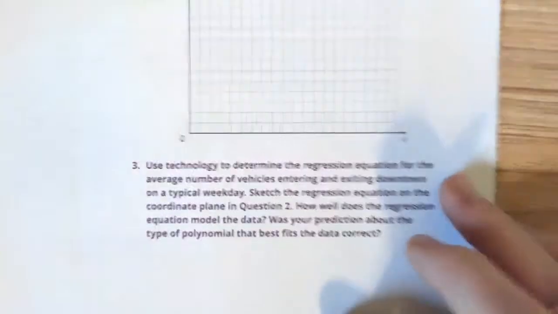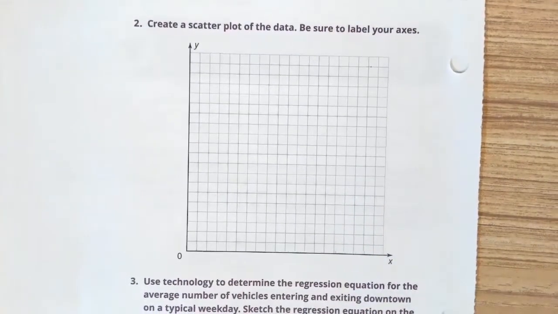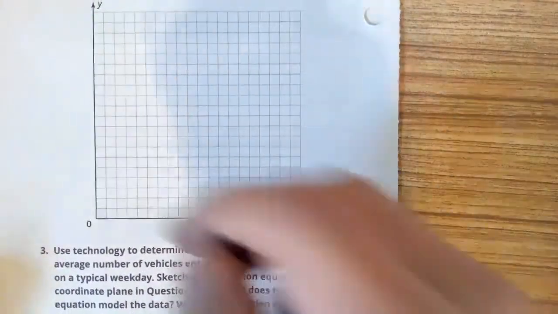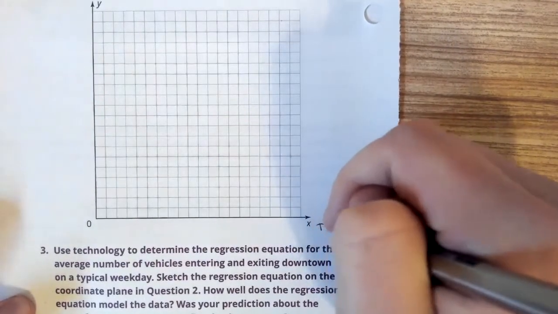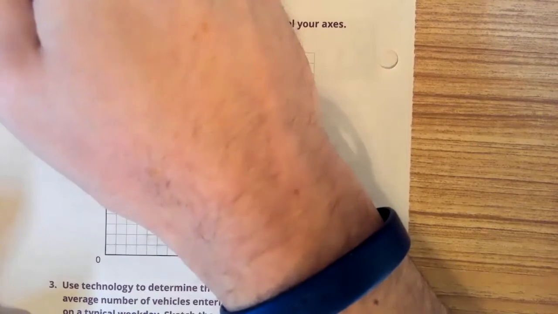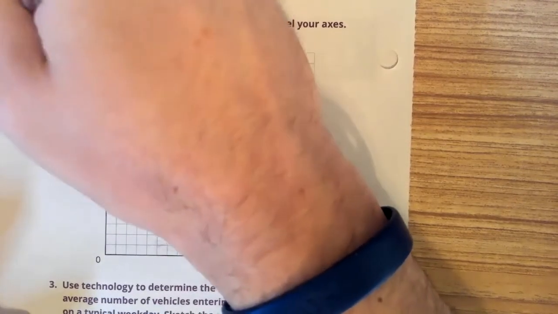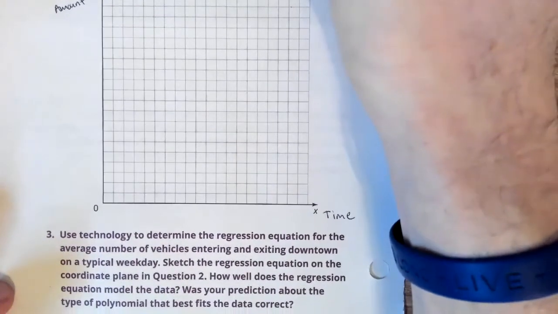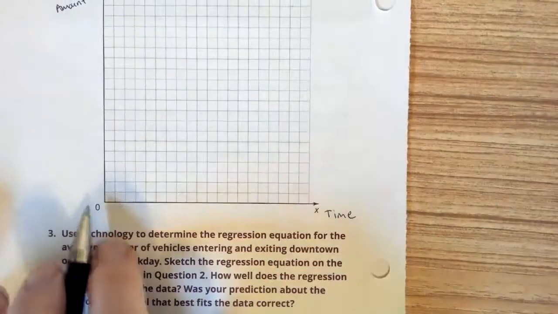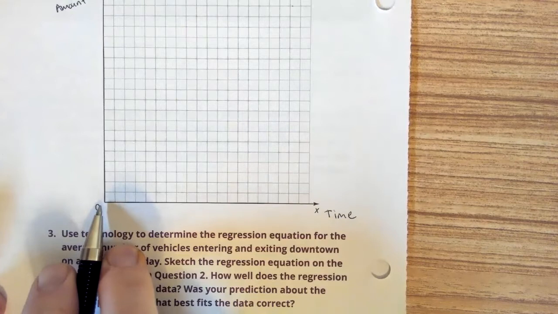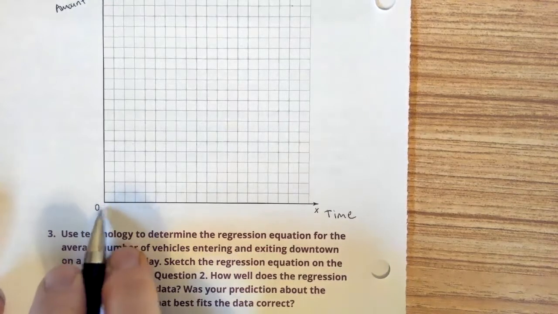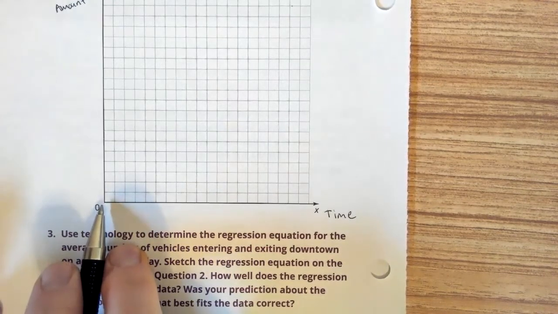So the second question says to sketch the scatter plot of the data while labeling your axes. To label them, you know that the x-axis was the time of day, and the y-axis is the traffic amount. So it's going to be kind of a hard thing to create. It's starting off at 0, but 0 doesn't really have a place in time of day like how we created it. We started at 1 p.m. So maybe we'll go like this.